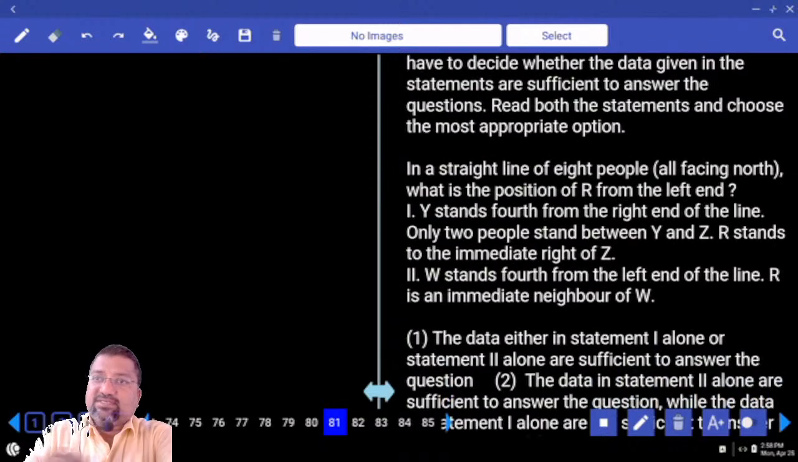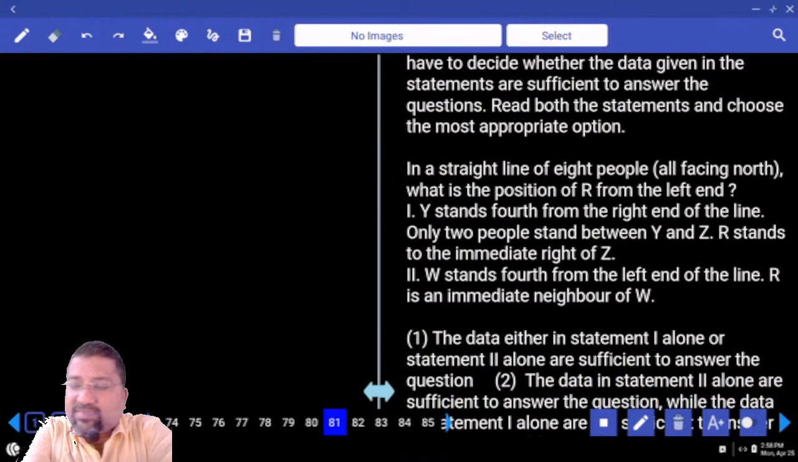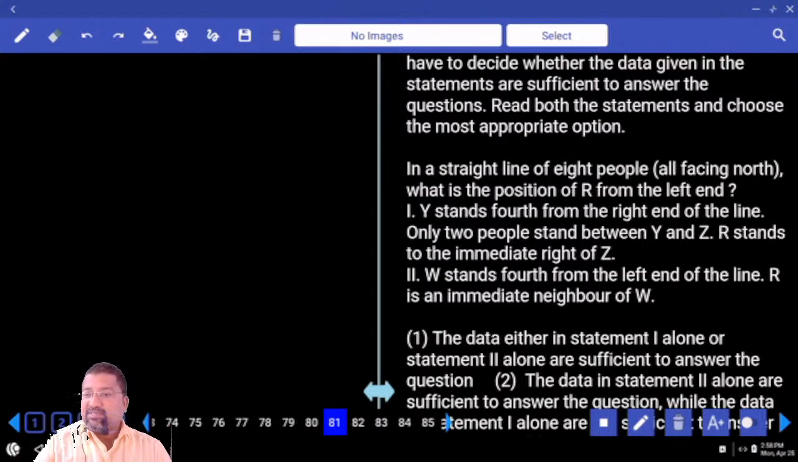In data sufficiency, how many statements are here? Only 2 statements. So what we'll try to do, we'll first go for the first statement. Even if I get or I don't get the answer, my duty is to still go for the second statement separately. Yes or no? Check the given 2 statements separately.